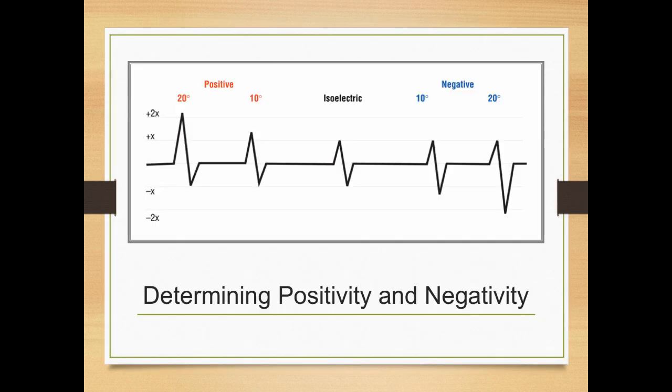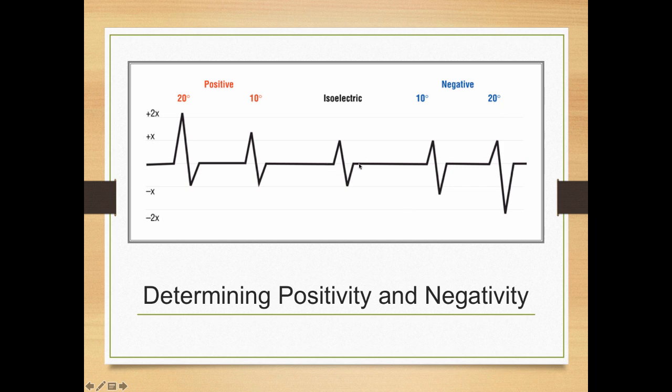For you visual learners, here you go, right? So this is my isoelectric lead, whatever lead I picked. It's a lot more positive, I'm going 20 degrees. It's a little bit more positive, I'm going 10 degrees. It's a little bit more negative, negative 10 degrees. It's a lot more negative, negative 20 degrees.